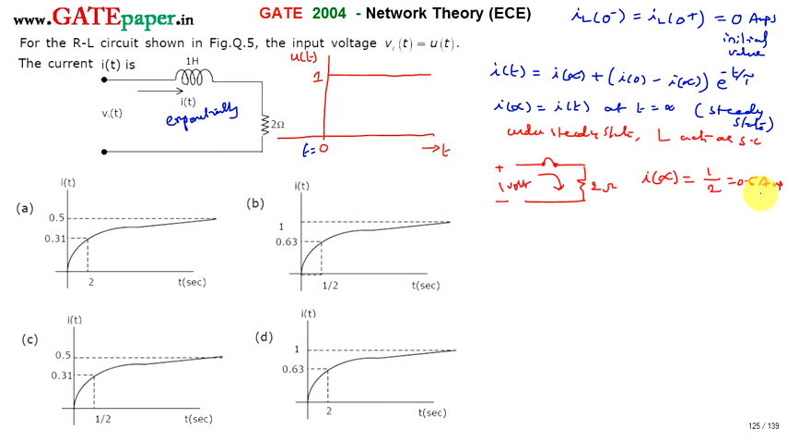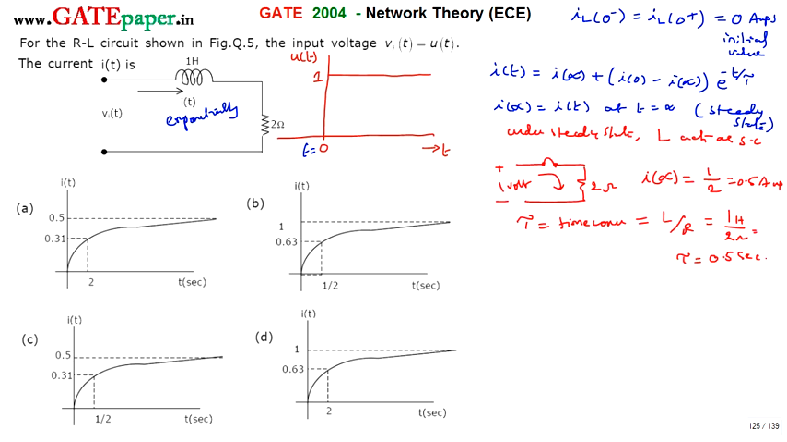The initial value is 0 amperes, and we need one more term, tau, the time constant. For an RL circuit, it is L by R. L is given as 1 henry and R is 2 ohms, so tau is 1 by 2 seconds, that is 0.5 seconds. Tau is 0.5, i(infinity) is 0.5 amperes, and i(0) is 0.